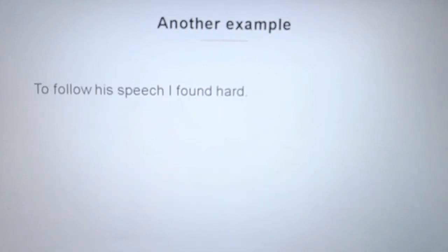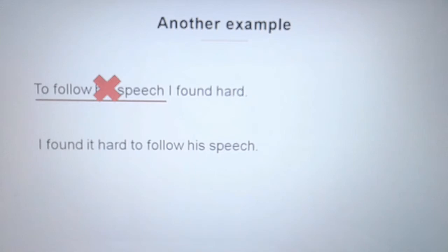To follow his speech, I found hard. Isn't it weird? Yeah, this sentence looks weird and unnatural because the object here, which uses infinitive, is located there. And this is actually forbidden to be written. Alright, so let's change the sentence into a better form by using preparatory it, and the sentence turns into, I found it hard to follow his speech.